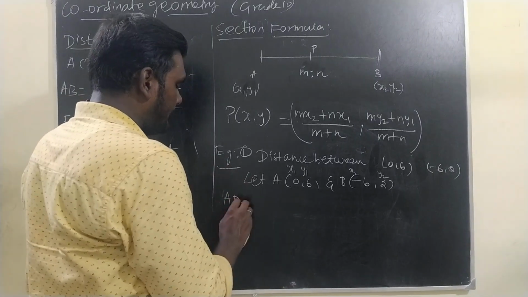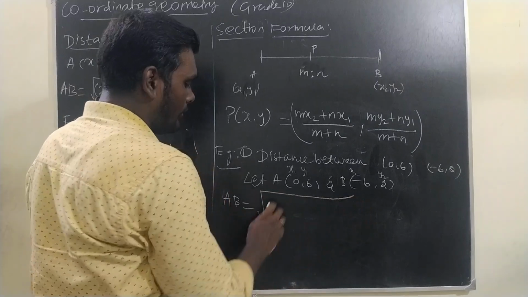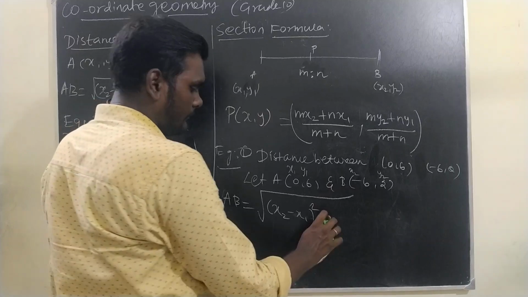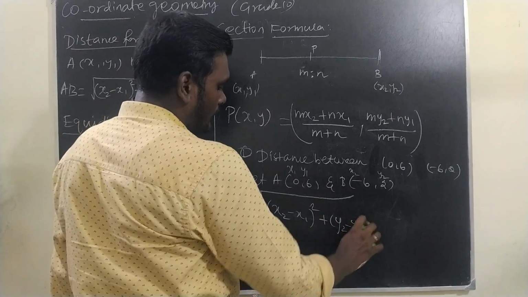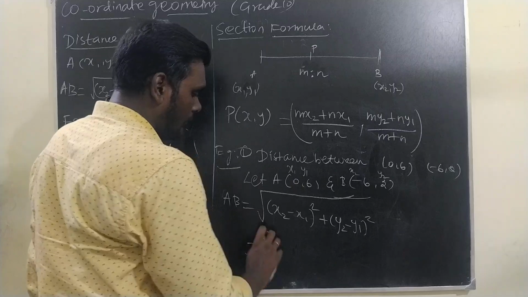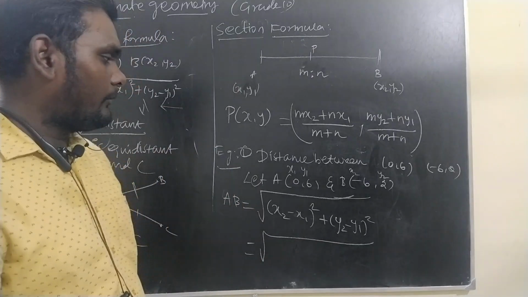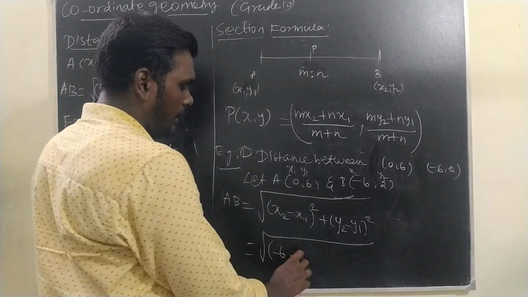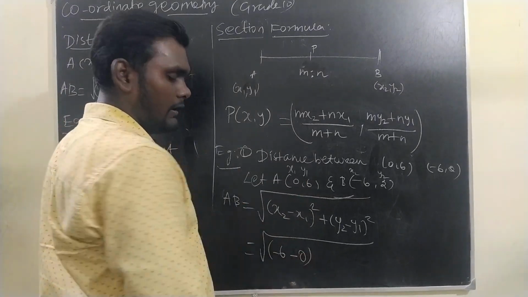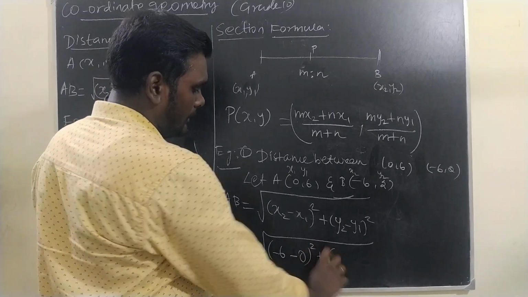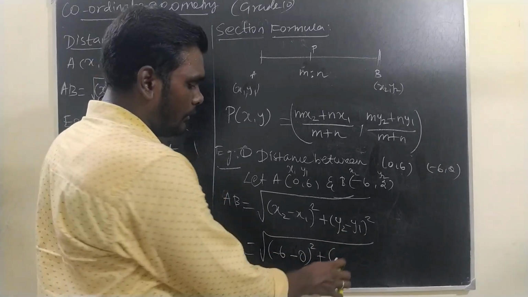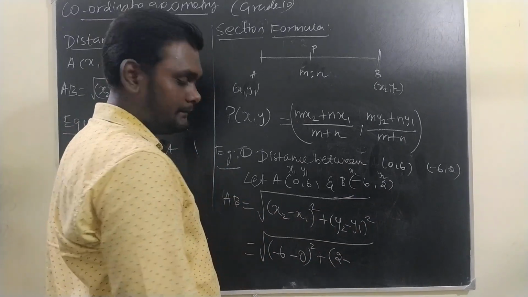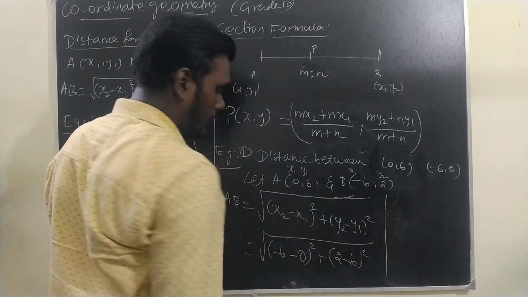Now the distance AB can be calculated as square root of, what is the formula? x2 minus x1 whole square plus y2 minus y1 whole square. Now square root of, how much is x2? Minus 6. Minus, how much is x1? 0 whole square. Plus, how much is y2? 2. Minus, how much is y1? 6 whole square. Got it?